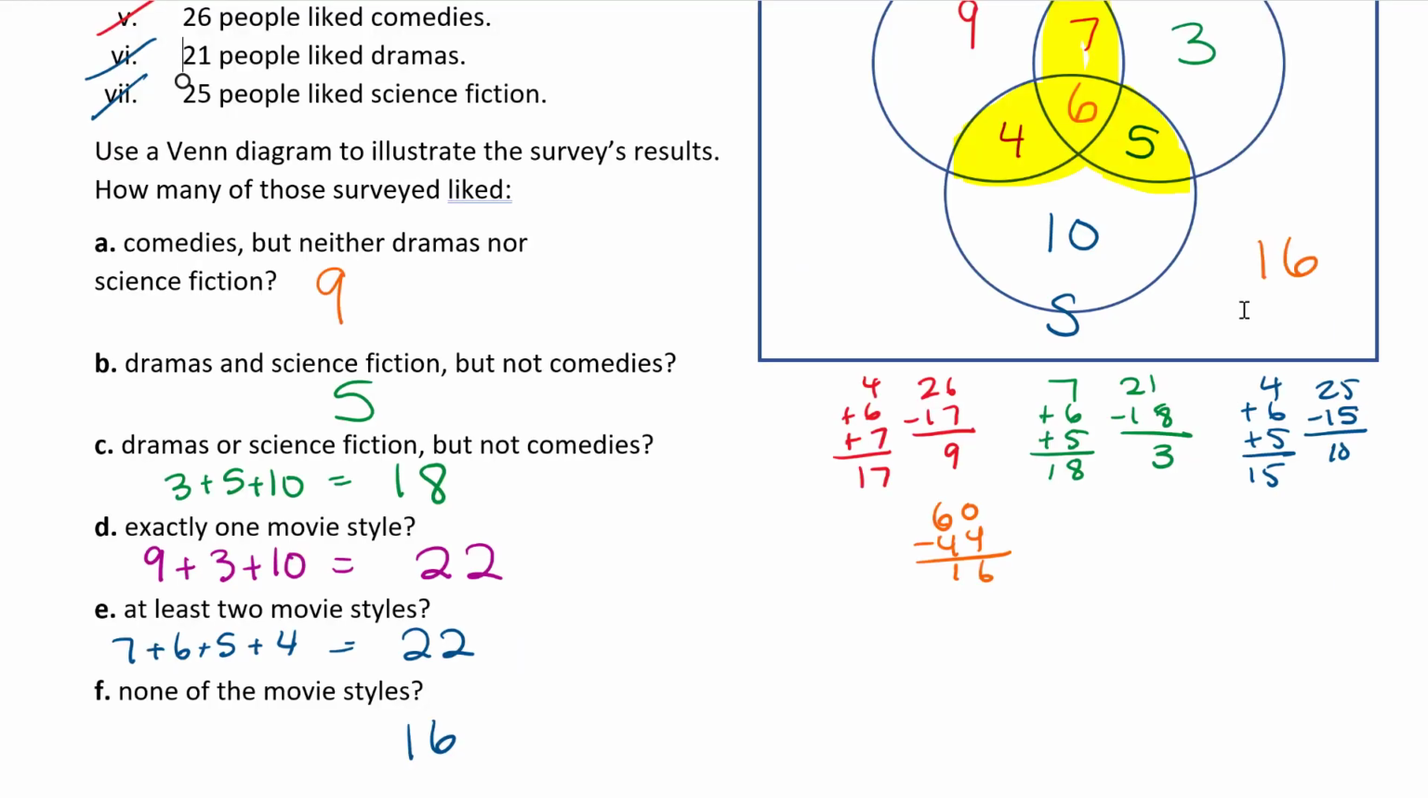So that is how you take English words from a survey, create a Venn diagram, and then answer survey questions. And that concludes our lesson.